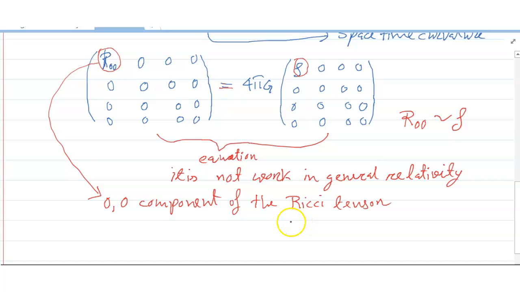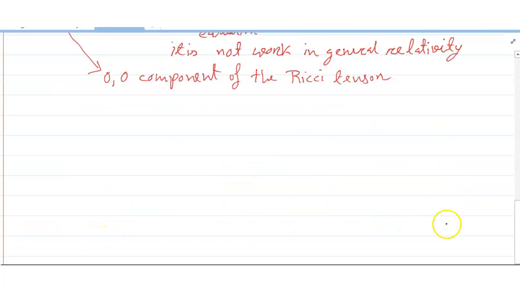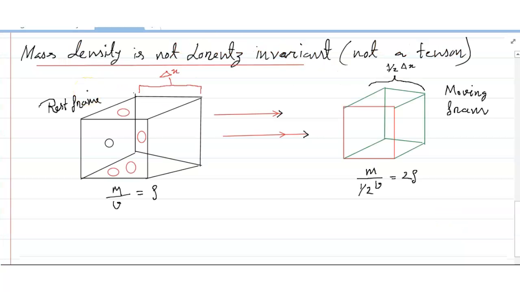It does not work in general relativity because mass density is not Lorentz invariant. It is not a tensor. So friends, mass density is not Lorentz invariant, and it is not a tensor.